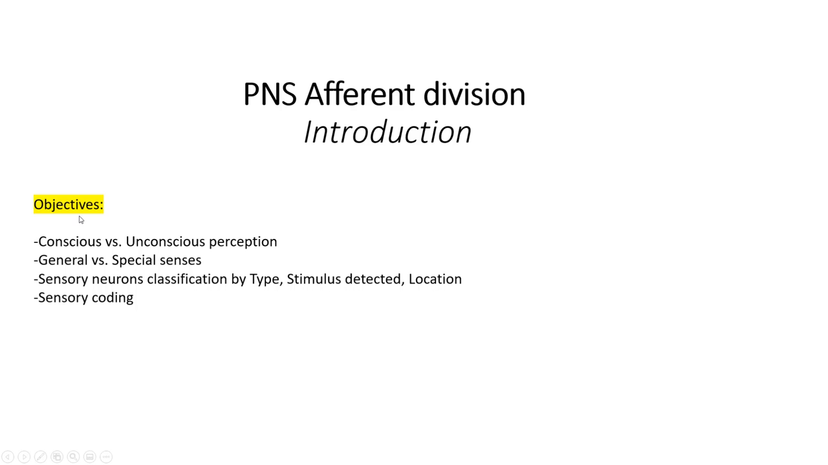First of all, today we're going to define conscious versus unconscious perception. We're going to define the general and special senses. We're going to also classify sensory neurons from different points of view. We can classify them by type, by stimulus detected, or by location. And then we're going to talk about sensory coding and all that's associated with it.